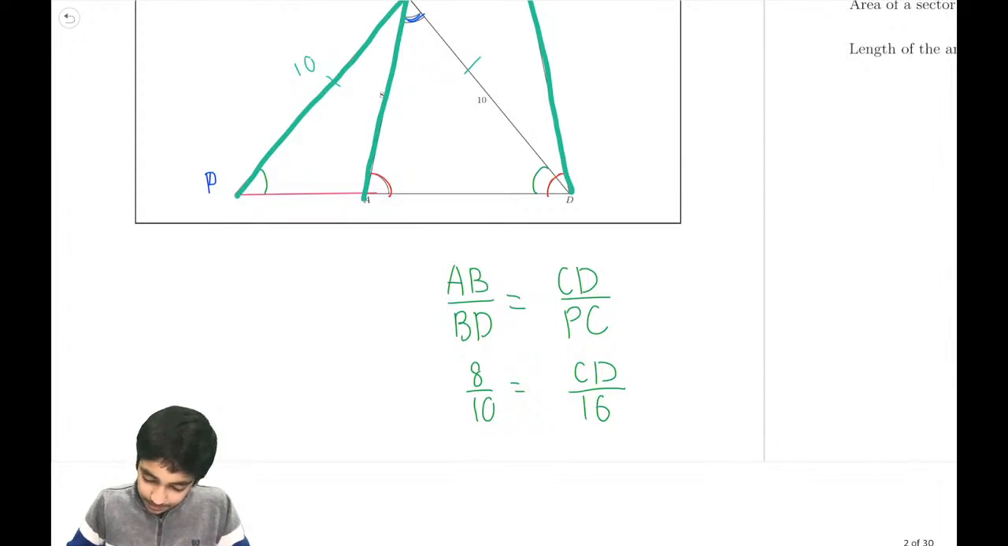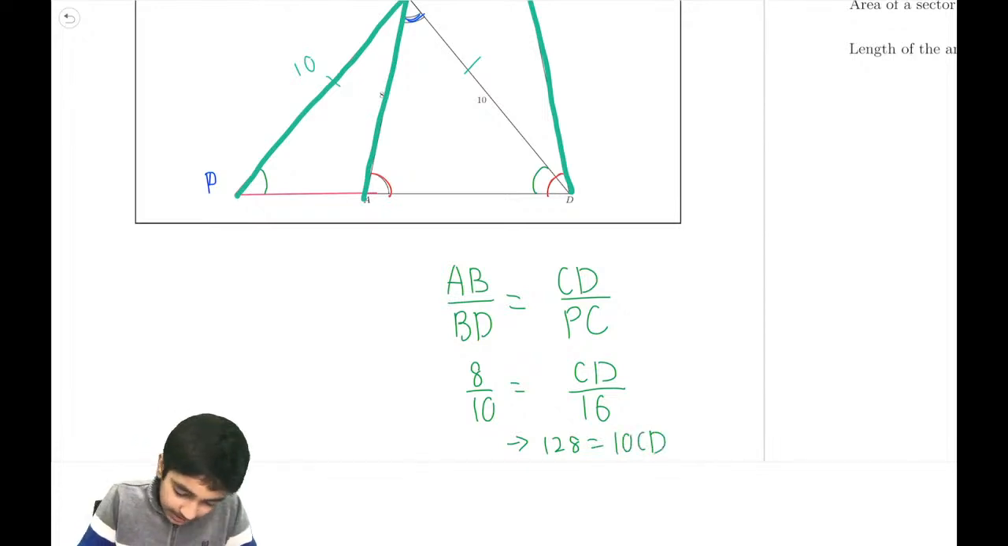So from here we can see that the 128 will be equal to 10 CD times CD, which means CD is 128 over 10, or 64 over 5. So the answer is just going to be equal to 69.